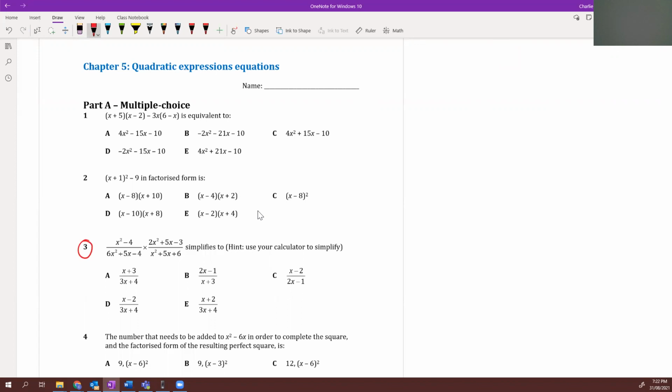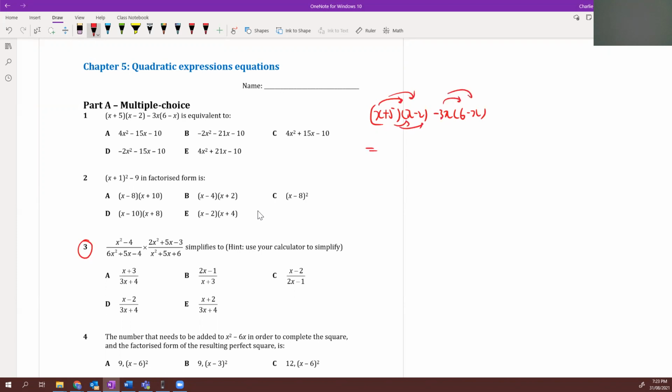Okay, so let's have a look at part A. Bracket x plus 5, bracket x minus 2, minus 3x times bracket 6 minus x. Let's have a look at how to do it by hand. I'm just going to write it down again here: (x + 5)(x - 2) - 3x(6 - x). Bracket first. You look at your first part of the bracket. We're going to expand this bracket by the distributive law.